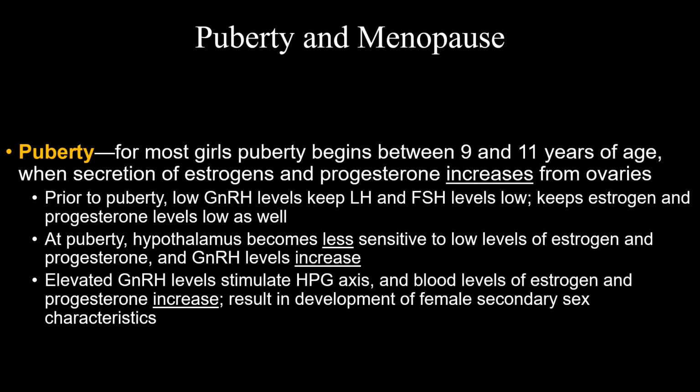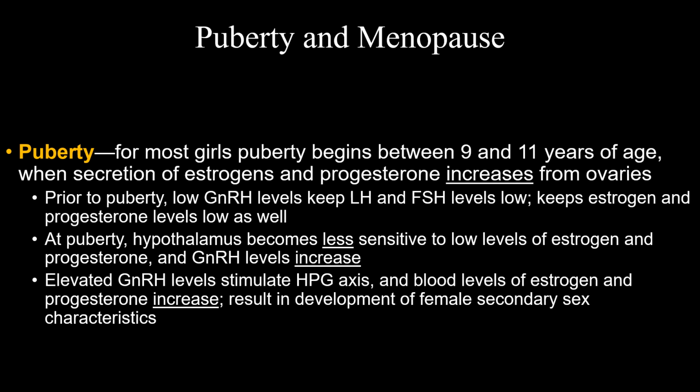Now, as we've already talked about, estrogen and progesterone levels increase dramatically at puberty and decline during menopause. So let's look at these 2 periods and the physiological changes that accompany them. For most girls, puberty begins between 9 and 11. And this is when secretions of estrogen and progesterone increase from the ovaries.